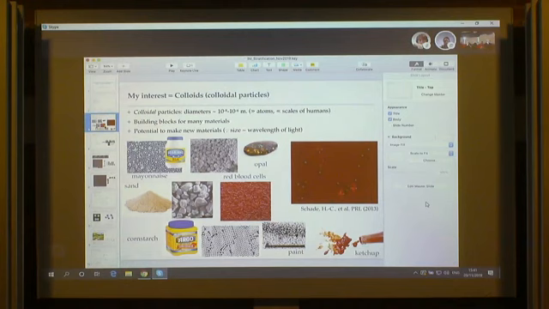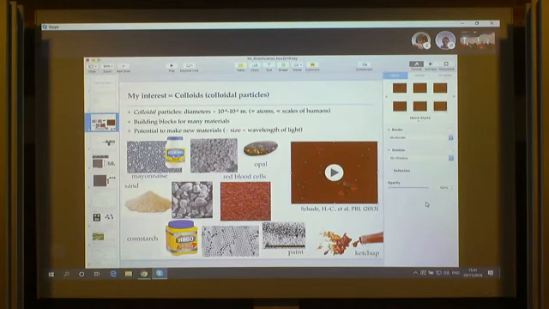I'm going to play a movie that shows a suspension of colloidal particles in a fluid. The fluid is probably water. You see that the particles are small enough that they feel the fluctuations of the fluid and jiggle around. Like Brownian motion, they do a random walk. They can also interact with each other. So in this movie, you see the particles sticking to each other and forming clusters.